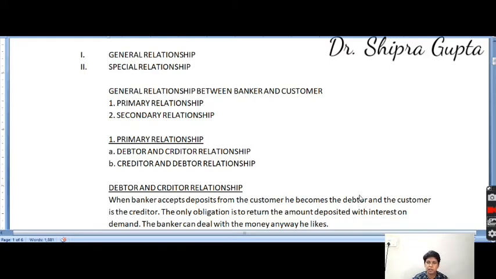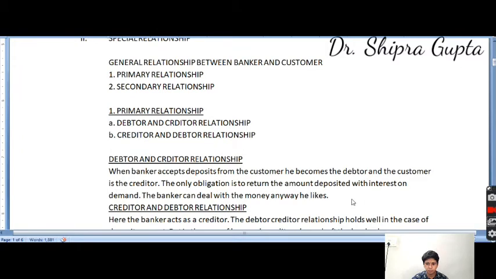What is the meaning of debtor and creditor relationship? The debtor and creditor relationship is created when a customer deposits his or her money in the bank account. Then the bank becomes the debtor of the customer, and the customer is in the form of creditor. But when the creditor and debtor relationship is created, this condition is just inverse. When a customer borrows money from the bank, then the bank is in the form of creditor and the customer is in the form of debtor.